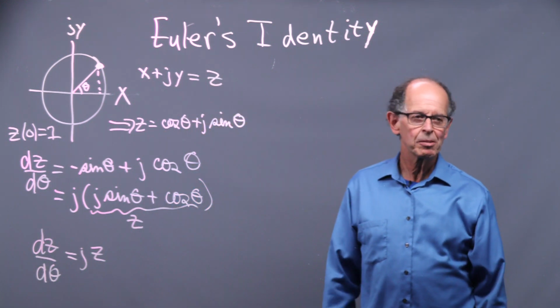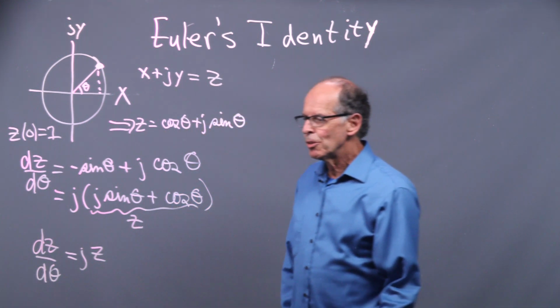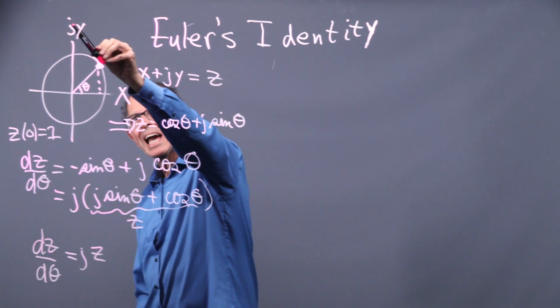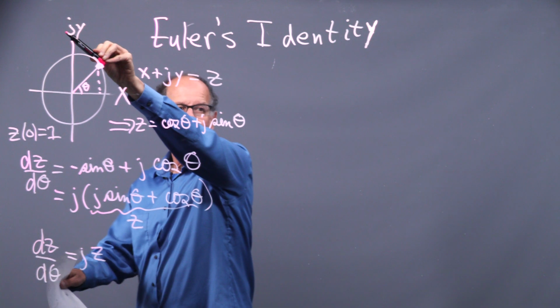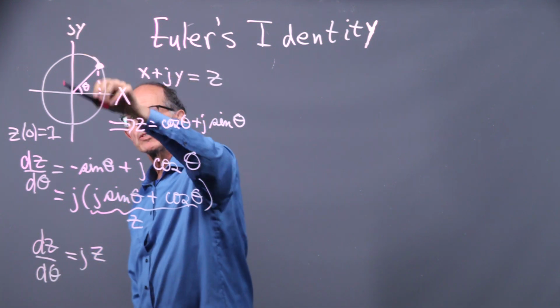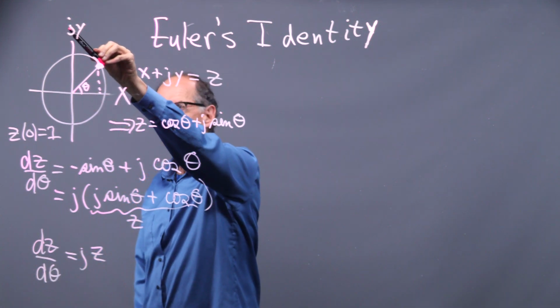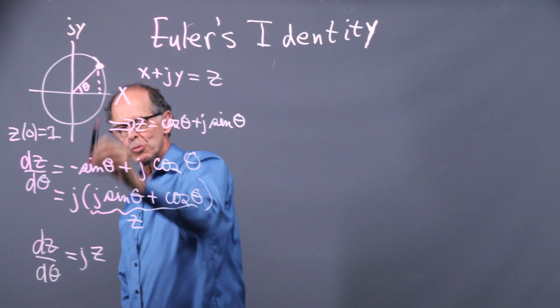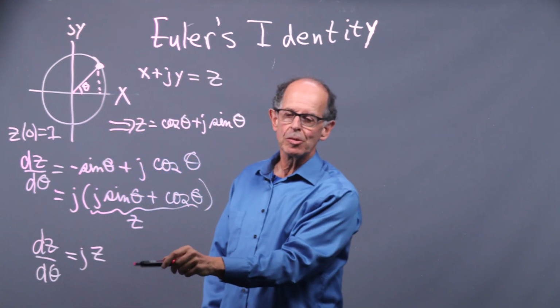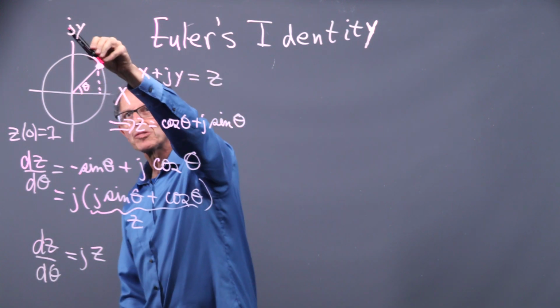So this is not tremendously peculiar. Notice the interpretation, it would be the tangent vector here by the definition of derivative. So if this was position, this would be like velocity. And notice the direction is right because when you multiply z by j, it just rotates it by 90.